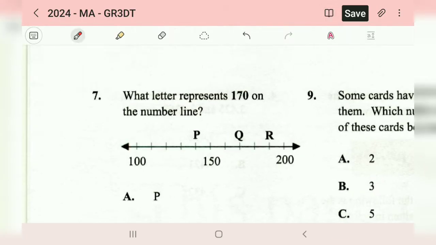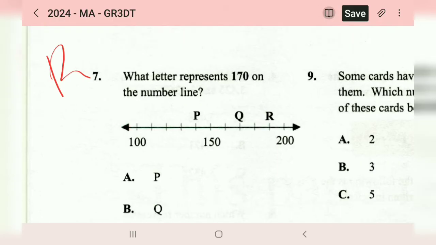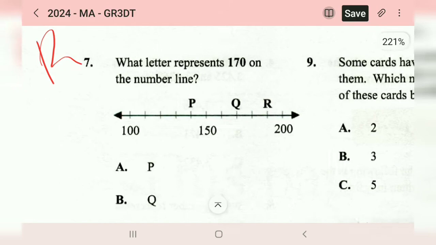Moving on to the next number, I think I can safely put an R on this one. What letter represents 170 on the number line? Yeah, it's a repeat.